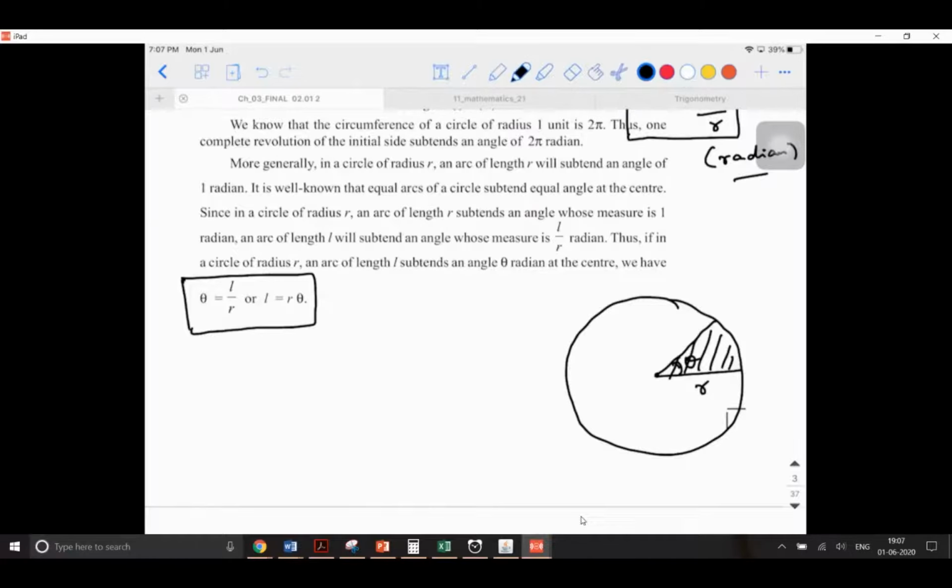Theta by 360 into pi r square. That's right. If I put a question, how did you get that? How did you know that it should be theta by 360 into pi r square? Can you give me a derivation for it?